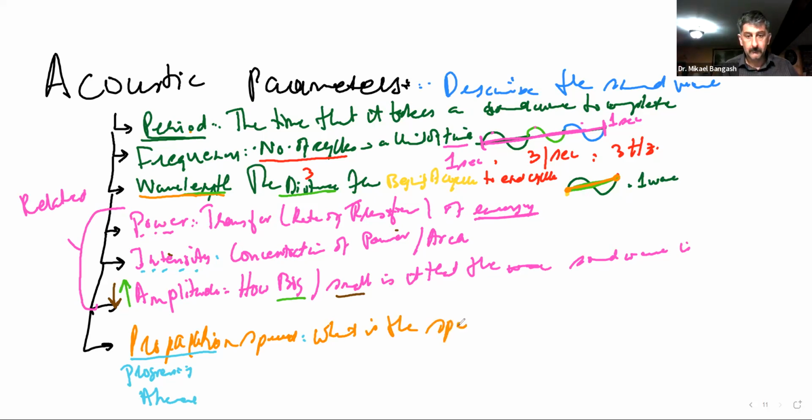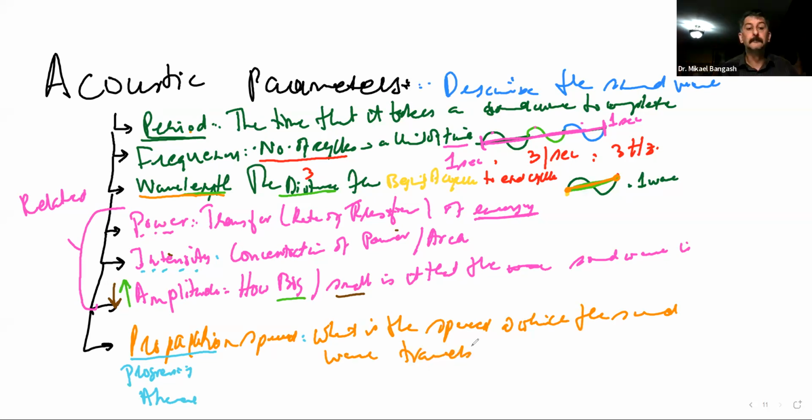what is the speed at which the sound wave travels? And what we mean by speed is just how fast or how slow. So the sound is produced by the source, but is it going to go like this, or is it going to go slowly? Clear?